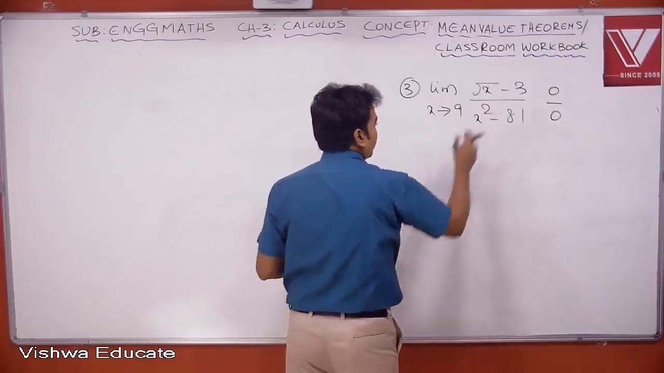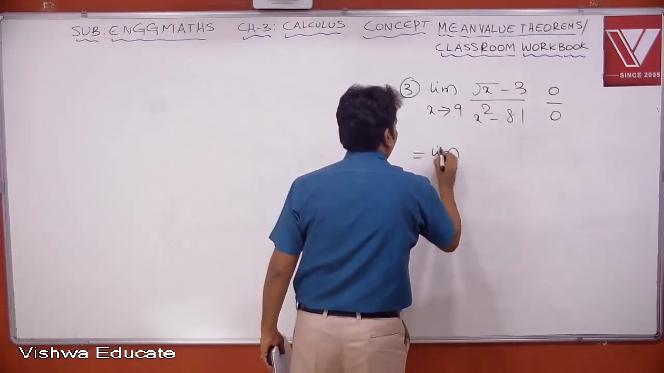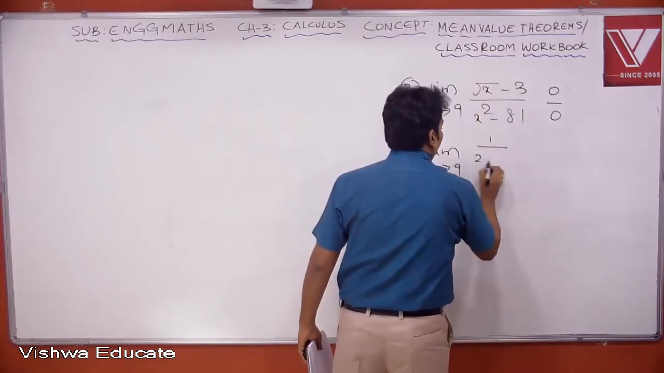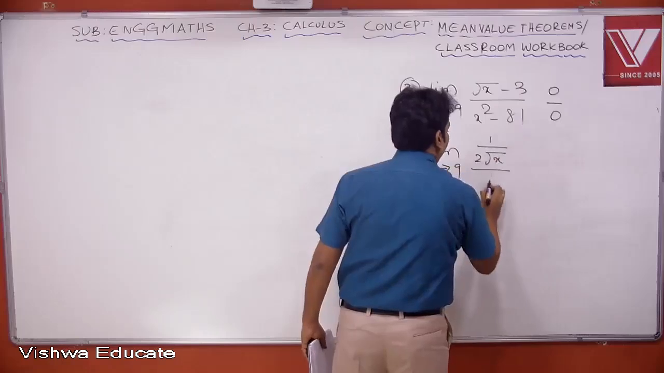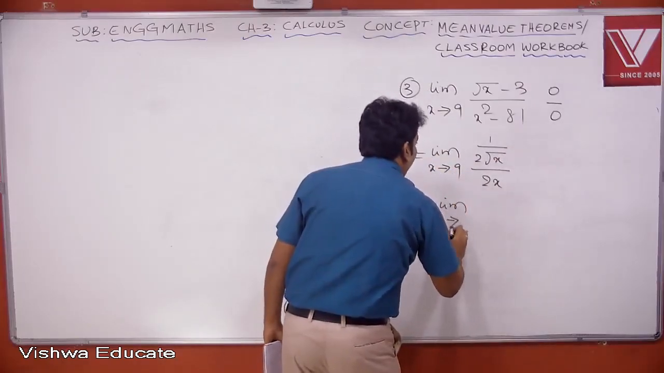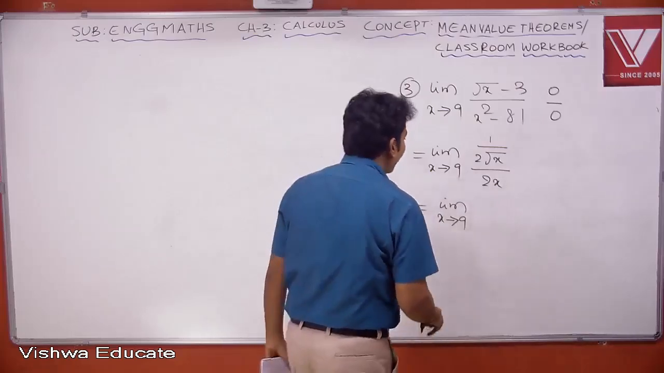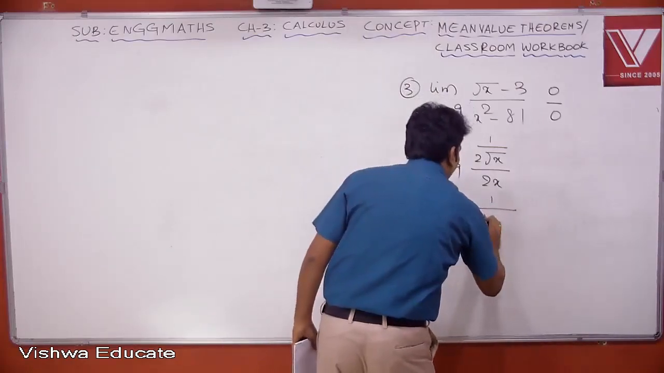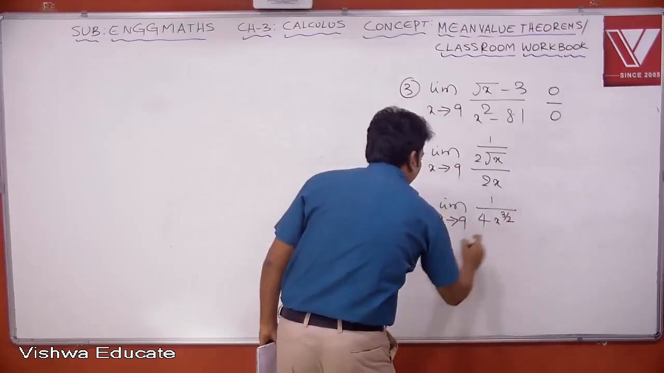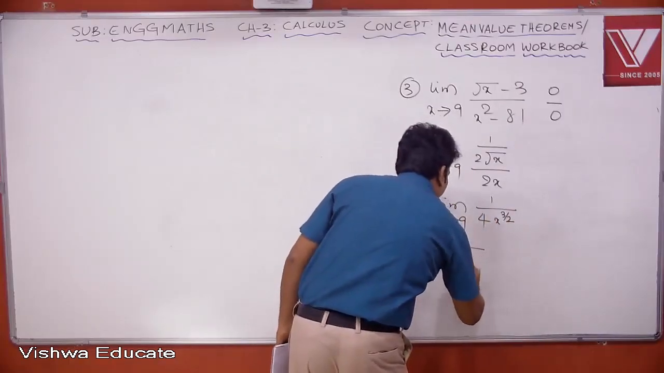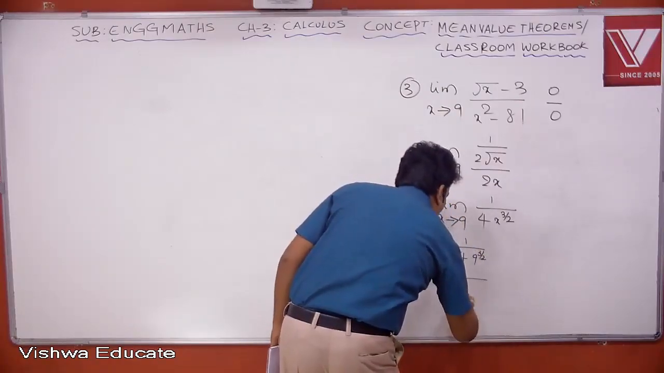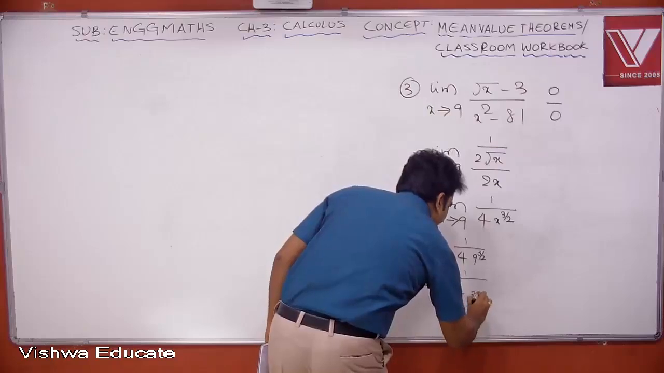Therefore, when you apply L'Hospital rule, this result will be equal to limit x tends to 9. The derivative of numerator is 1 by 2 root x, divided by derivative of denominator which is 2x. So therefore this is nothing but limit x tends to 9, 1 by 4 times root x into x, which is x power 3 by 2. Now replace x by 9. This is 1 by 4 into 9 power 3 by 2.